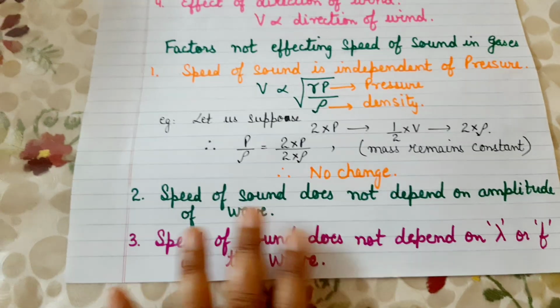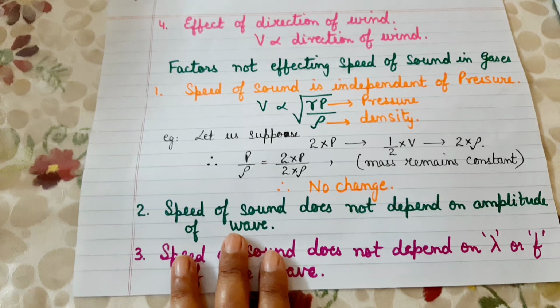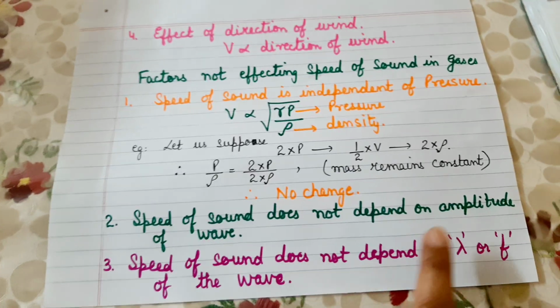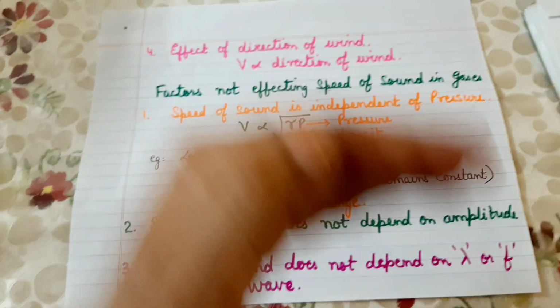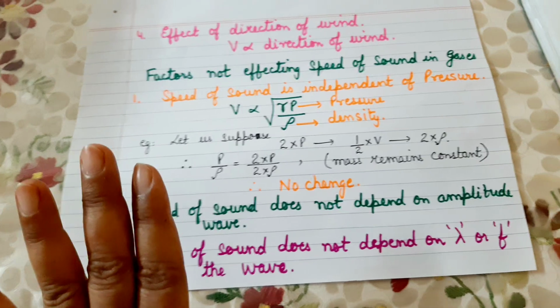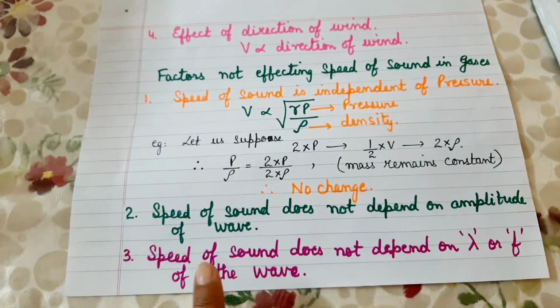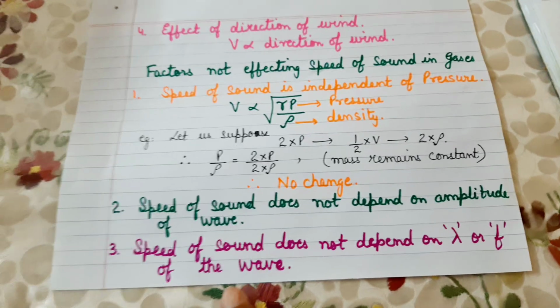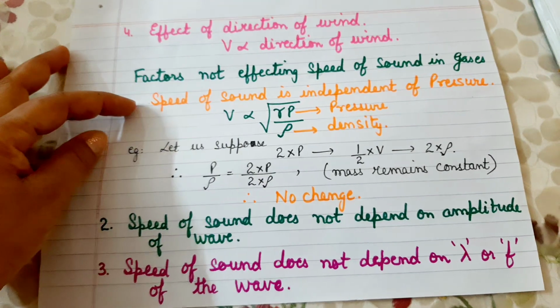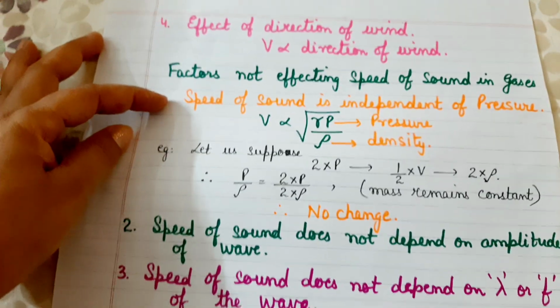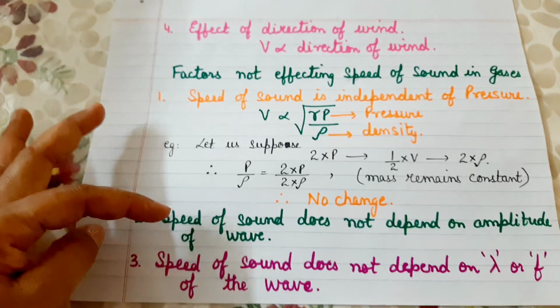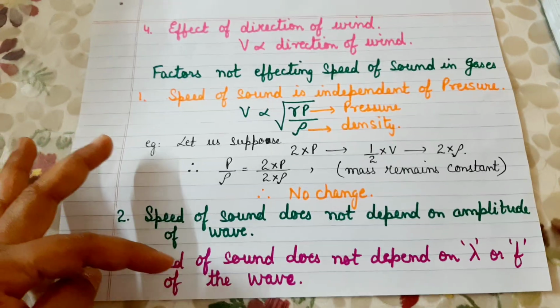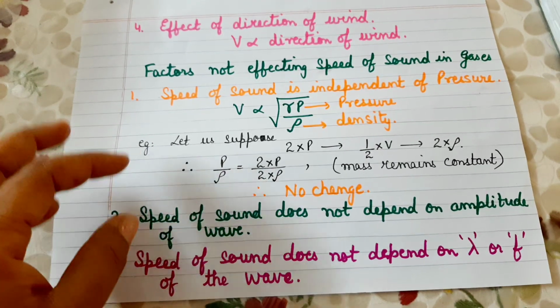Now let us look at the second point on which the speed of sound does not depend. It does not depend on the amplitude. Amplitude means the maximum displacement. It does not depend on the amplitude of the wave, and neither does it depend upon the wavelength or frequency of the wave motion. So there are 3 factors on which the speed of sound does not depend, children: the pressure, the amplitude, and the wavelength and frequency of the wave.